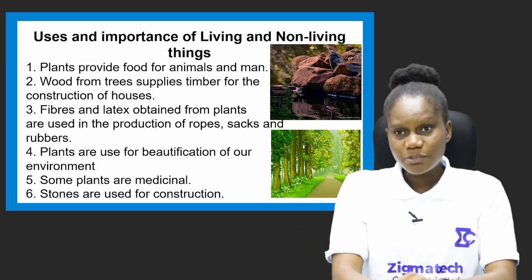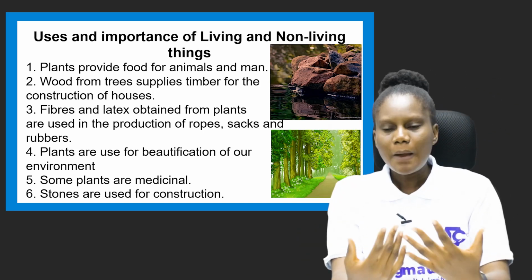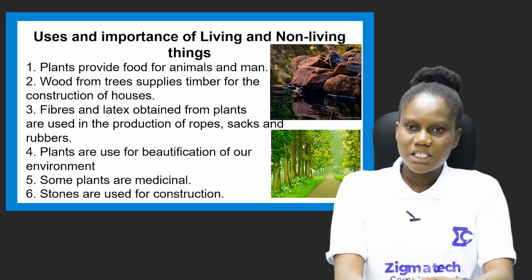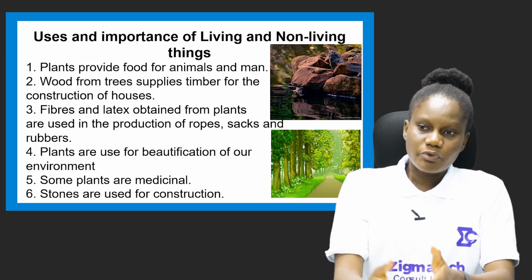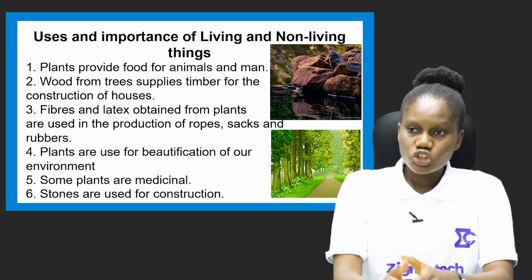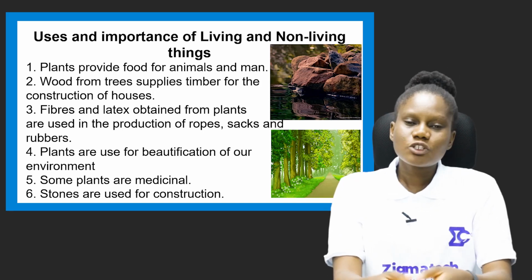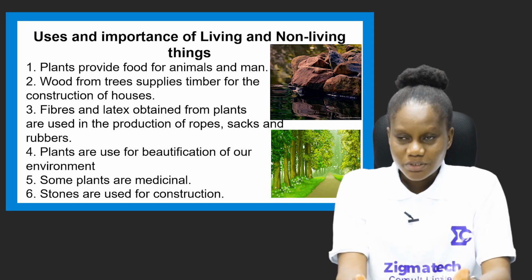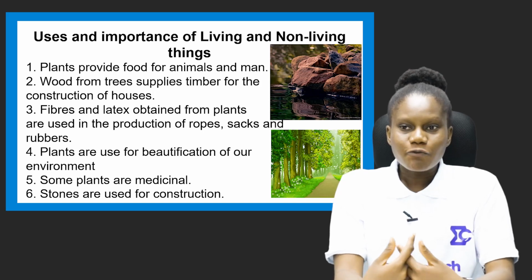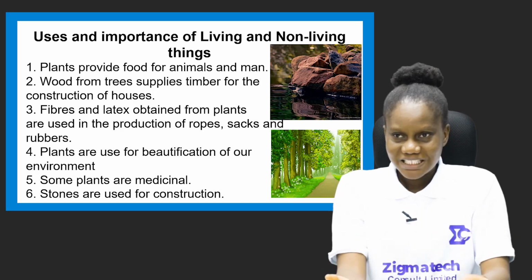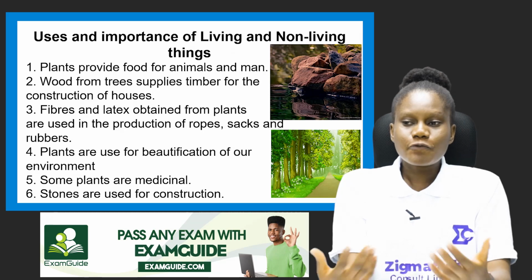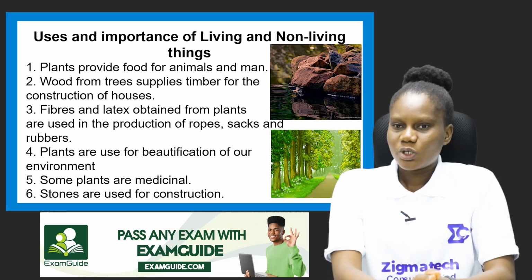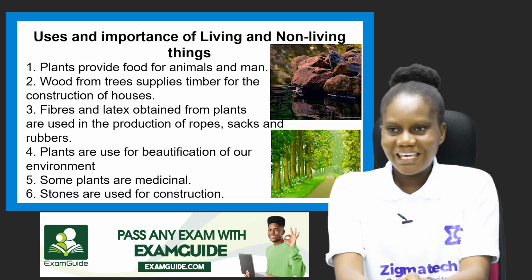Number 1, plants provide food for animals and man. Yes, animals, for example, goats eat grass, sheep eat grass. So they are a source of food for animals. And for man, yes, we take in herbs, our vegetables. These are plants. We take them in. Our fruits, they are gotten from plants. So they are a source of food for both man and animal.